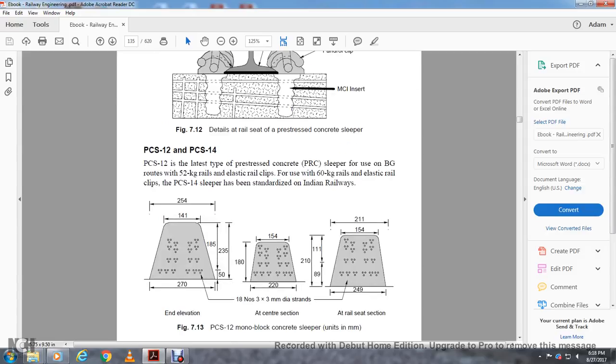PCS 12 and PCS 14 are later types of pre-stressed concrete sleepers for the broad gauge routes, with elastic rail clips for use on 52 kilogram routes and for 60 kilogram rails. The PCS 14 sleeper has been standardized for Indian Railways. PCS 12 monoblock concrete sleeper units in millimeters: 254, 144, 185, 50, 235, 270.